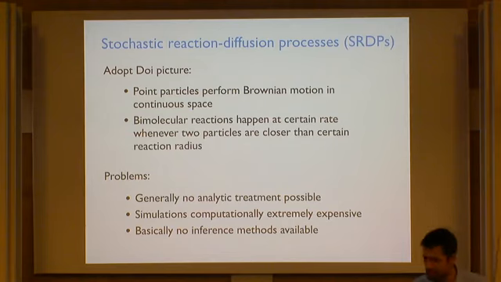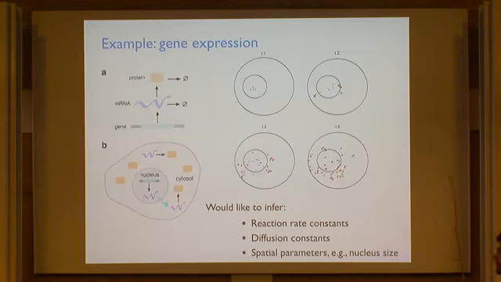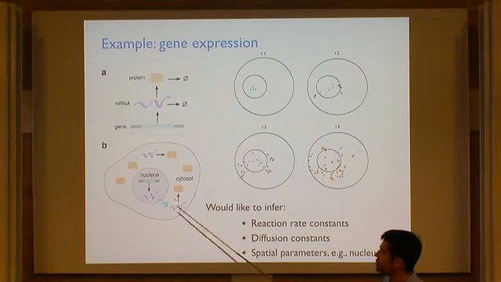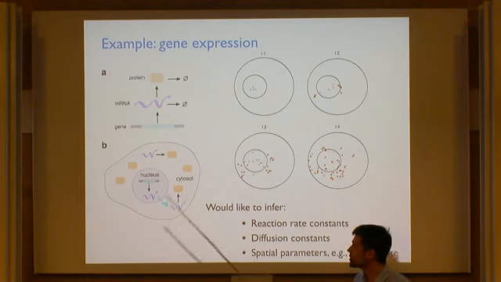There are many simulation methods and methods to predict the behavior, but there are basically almost no inference methods to fit a model to data. And that's what we are interested in here. And let me make more precise what kind of inference problem we are interested in. So for example, consider we have a cell with a nucleus, and we have a gene that produces mRNA, which diffuses and becomes translated to protein in the cytosol.